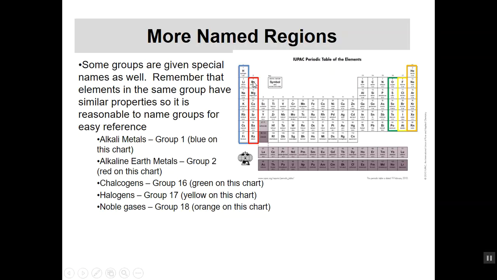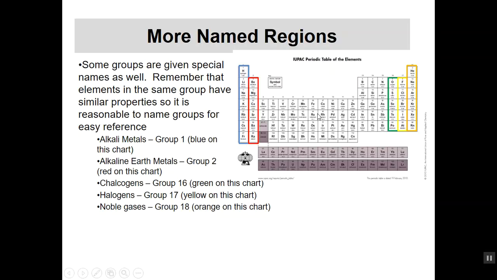The ones in group 2 are called the alkaline earth metals, mostly because they'll also form a base in water, but they mostly are found in the earth, in minerals and all, things like your calciums, your bariums, your strontiums, are found very often in minerals and things of that nature.